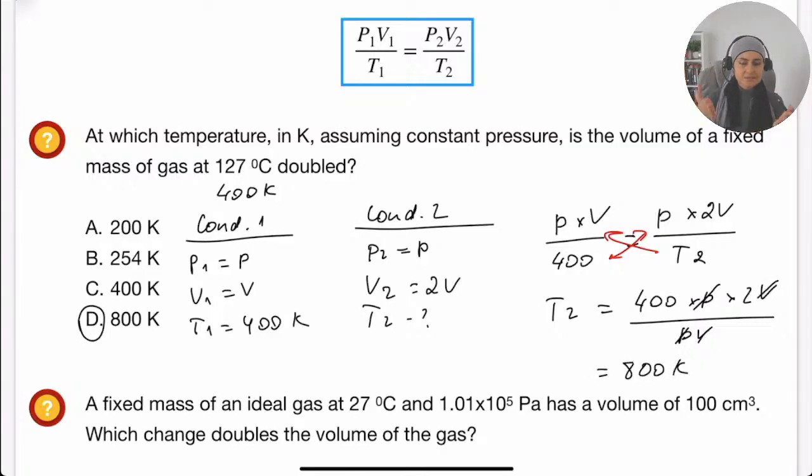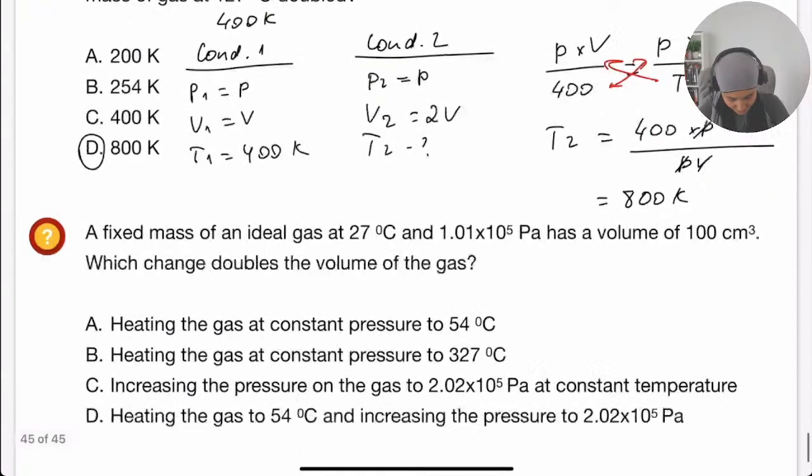Yeah, that's a long way to solve it, but if you don't understand what you have to do with the balloon, you can do that. So either way you get the correct answer.